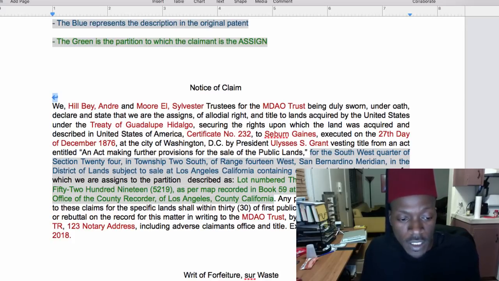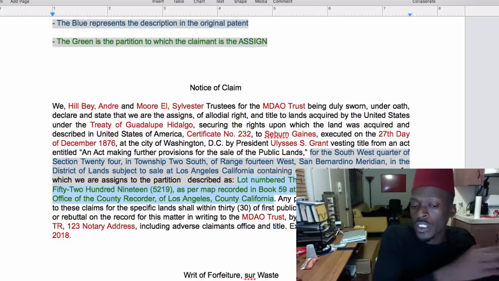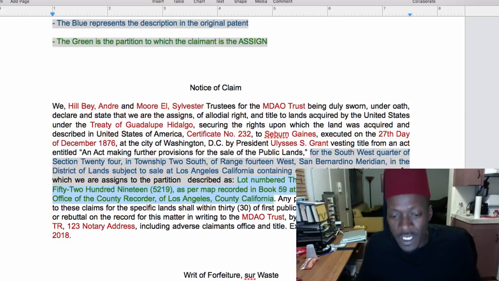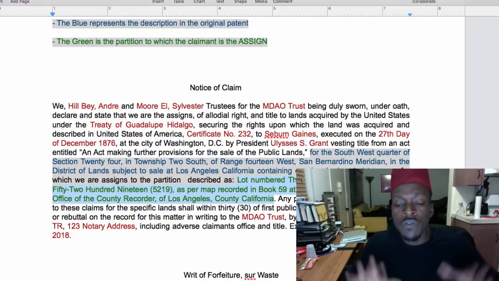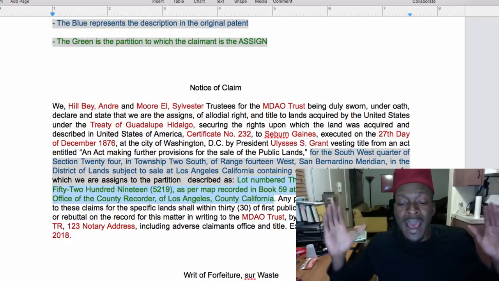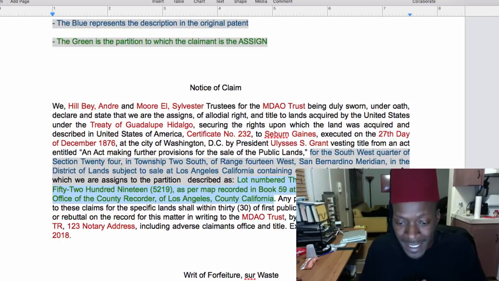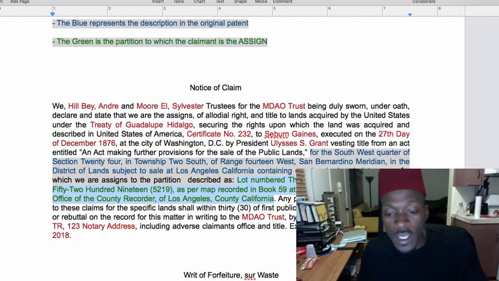So now I'm going into the blue part that you see here, which is the legal description or the land description from the grant patent. The green part here is the property description that I probably would have got from the warranty deed or from doing further research into the real estate records, which is the specific area out of the grant for which I am claiming the rights as the assign, right? So then the claim finishes.